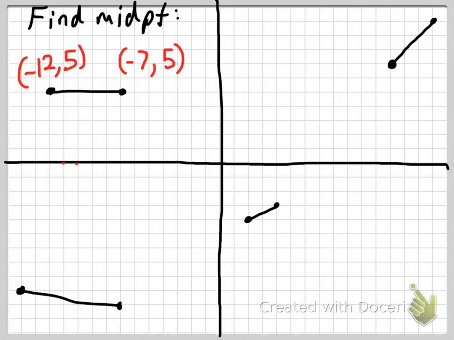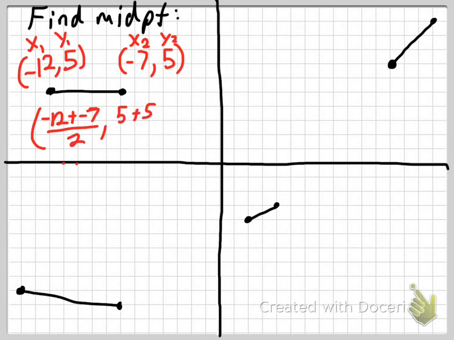So we're going to plug this in our formula. And I'm just going to call this first one x1, y1, and the second one x2, y2. So we're going to have negative 12 plus negative 7 divided by 2, 5 plus 5 divided by 2.